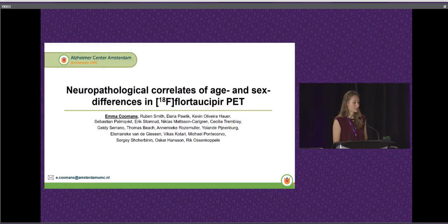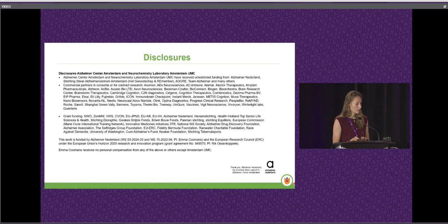So I would like to present to you the novel results that we have on our project entitled Neuropathological Correlates of Age and Sex Differences in Flortaucipir PET. These are the disclosures of the Alzheimer Center, but I personally have nothing to disclose.